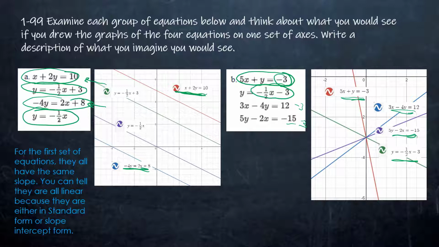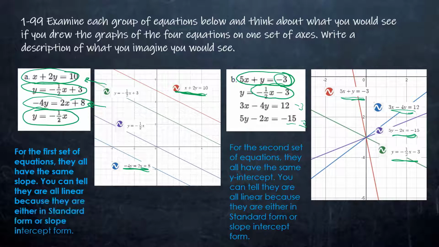So the first set of equations, they have all the same slope. You can tell they are all linear because they are either in standard form or slope-intercept form. And then the second set of equations, they all have the same y-intercept. You can tell they are all linear because they are either in standard form or slope-intercept form as well. And that ends this particular problem.